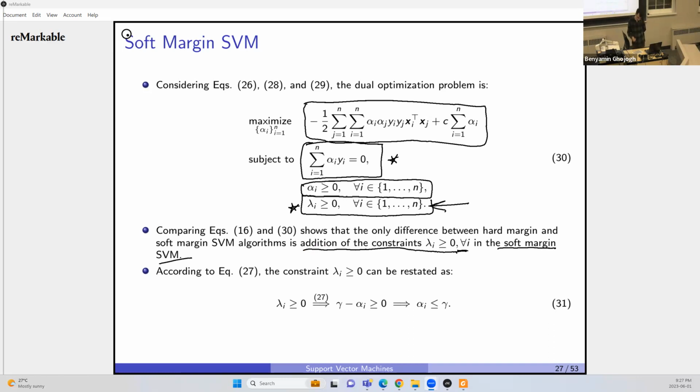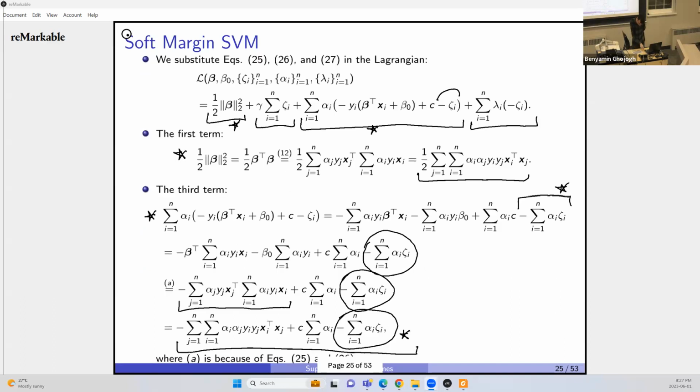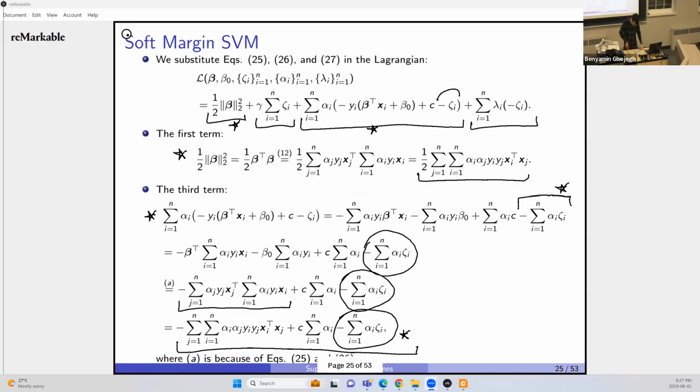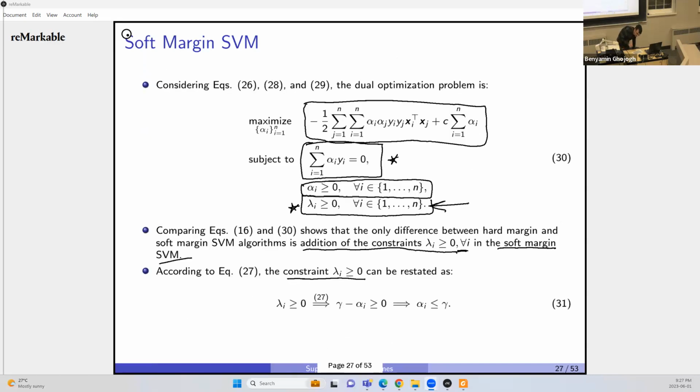According to equation 27, the constraint can be rewritten. So what was equation 27? When we took the derivative of the Lagrangian with respect to zeta i and set it to zero, we came up with gamma minus alpha i minus lambda i equals zero. So the constraint is that lambda i should be non-negative. This is exactly the dual feasibility.